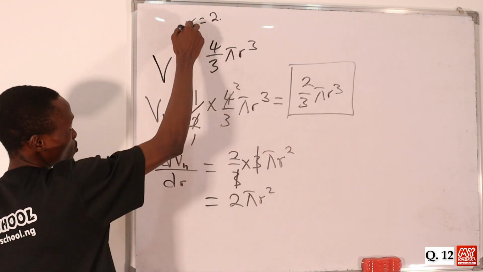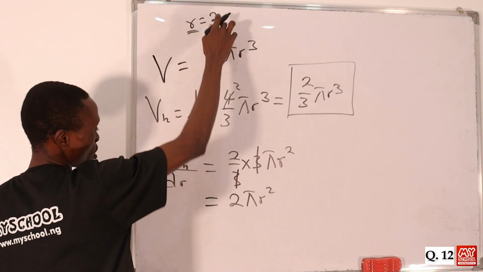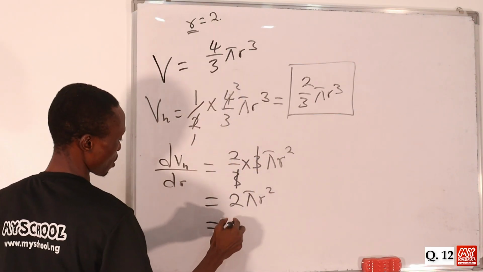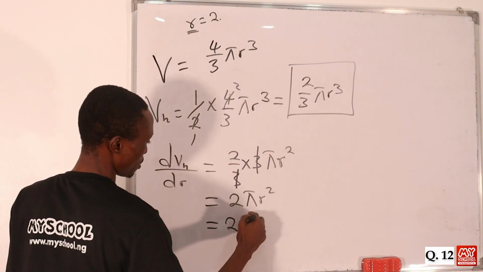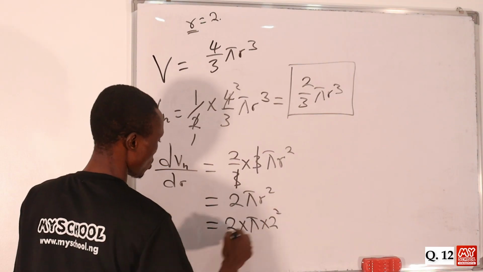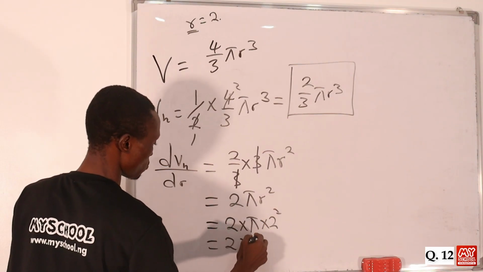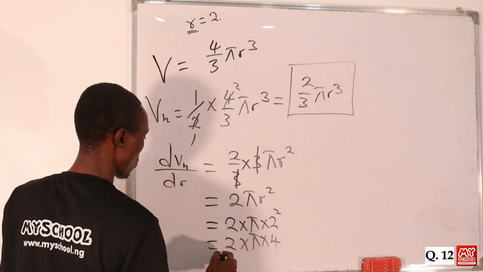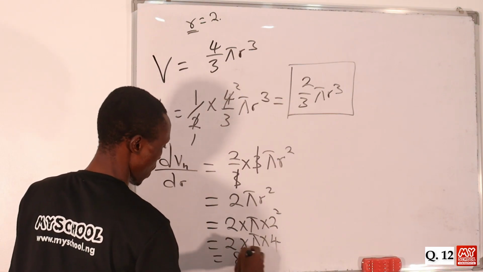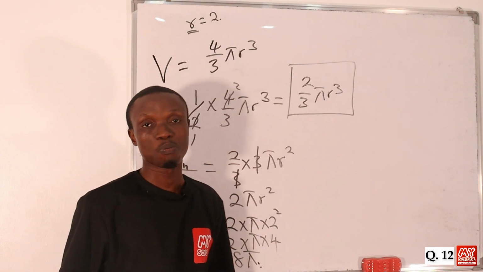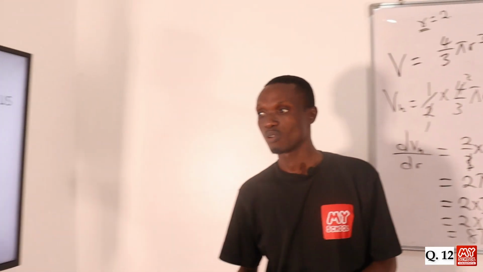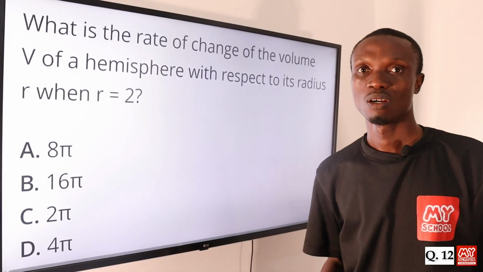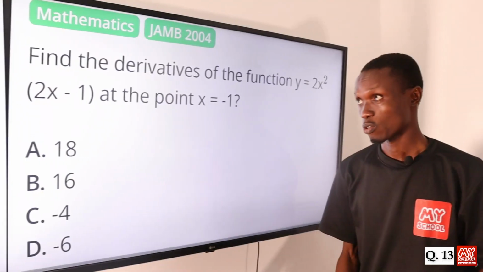But we are told that we should take r to be equal to 2, meaning anywhere we see r, we replace it with 2. So we'll have 2 times pi times 2 raised to power 2, which is 2 times pi times 4. So 2 times 4 will be equal to 8, then pi. Okay, so let's return back to the screen to pick the correct answer to this question, and that is option A, 8 pi. Question 13.